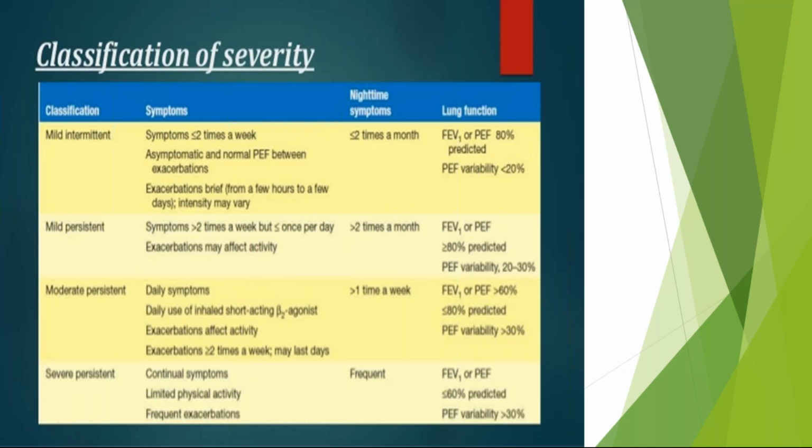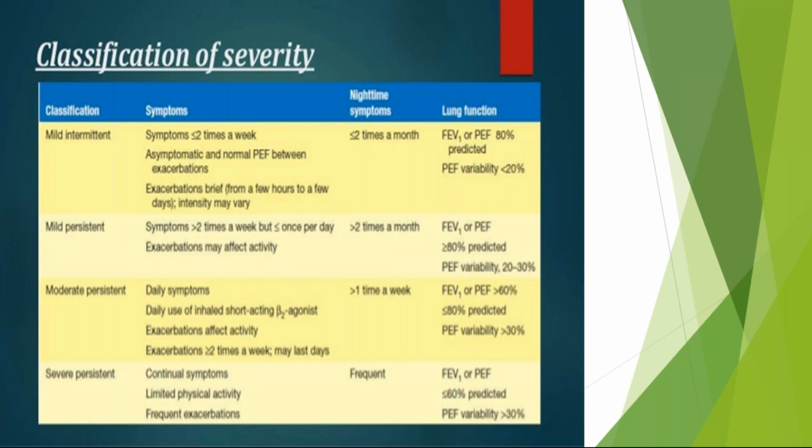Coming to the classification of severity, it is classified into 4 types: mild intermittent, mild persistent, moderate persistent, and severe persistent. Coming to the mild intermittent, the symptoms will be less than 2 times a week, and there will be night symptoms less than 2 times a month.